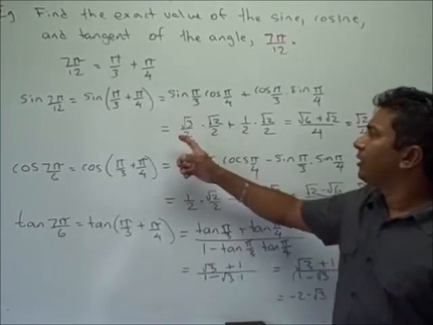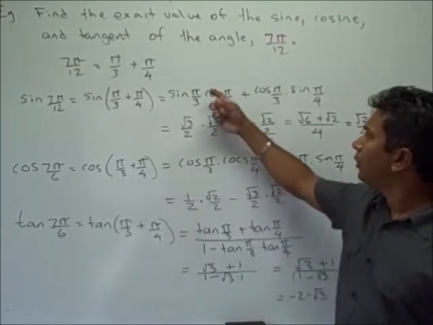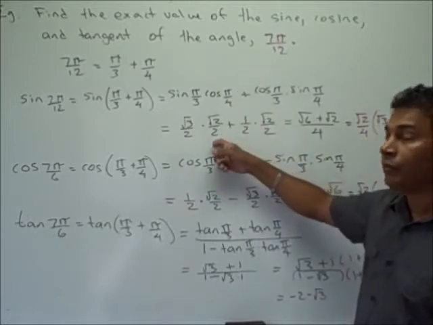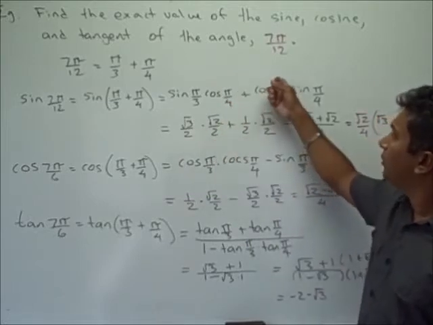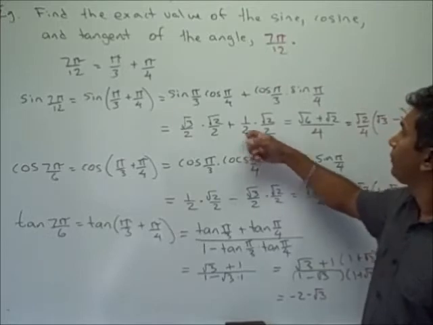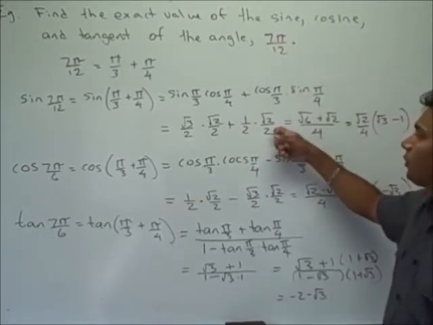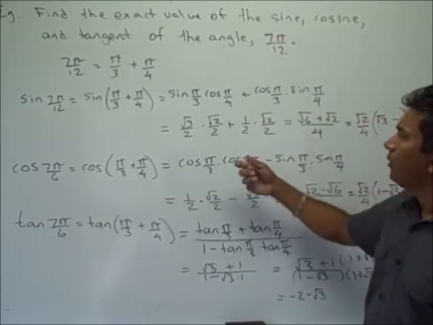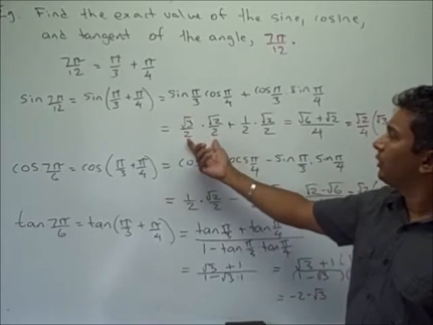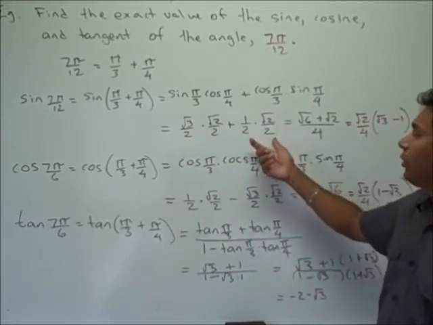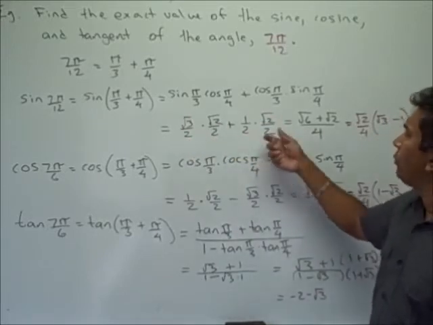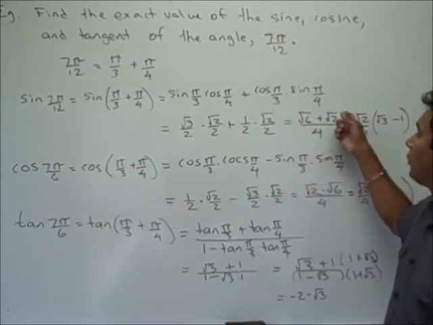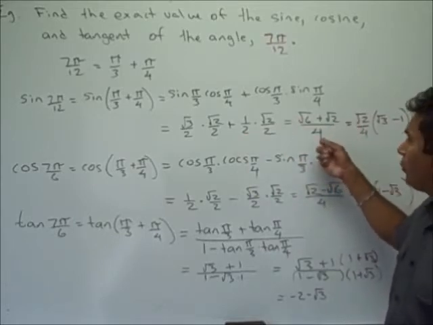So here the sine of pi over 3 is the square root of 3 over 2, cosine of pi over 4 is the square root of 2 over 2, plus the cosine of pi over 3, which is 1/2. The sine of pi over 4 is the square root of 2 over 2. If we simplify this, we get the square root of 6 over 4 plus the square root of 2 over 4, which gives us the square root of 6 plus the square root of 2 all over 4.